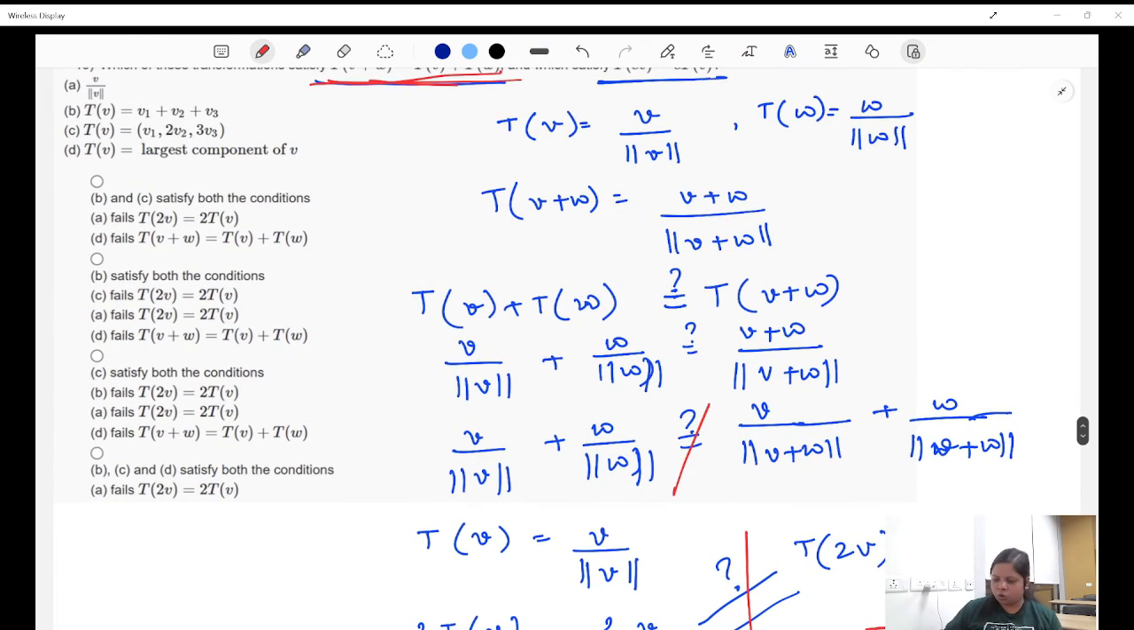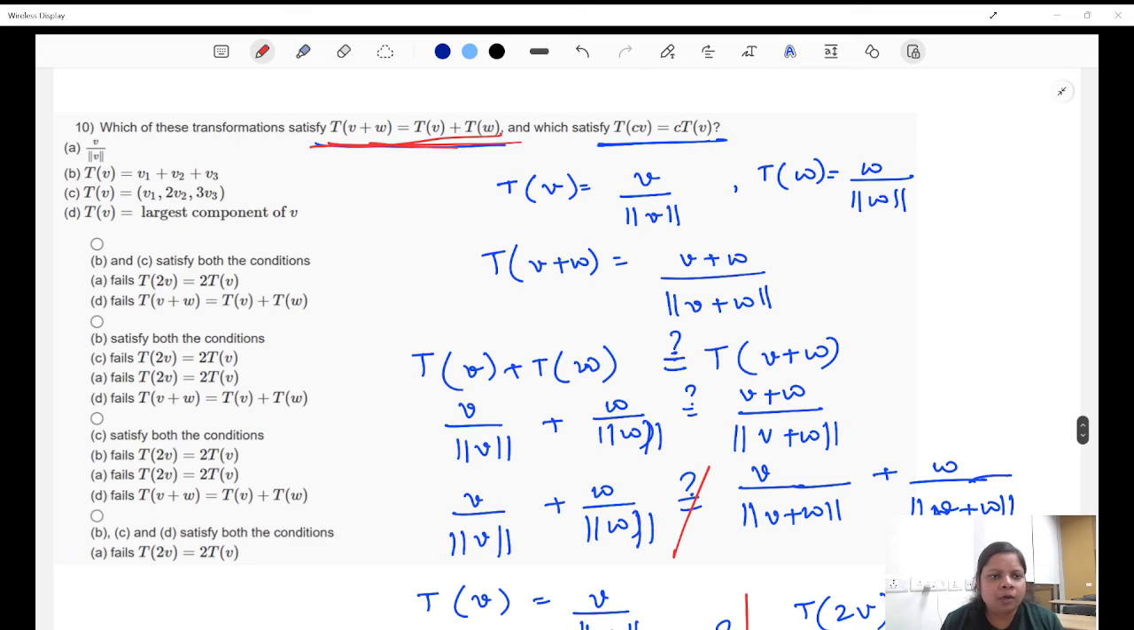So for the whole set of class, the first option A we already looked at, right? V upon norm of V does not satisfy both of them. Now in the B part, it's V1 plus V2 plus V3. If you take W, TW is going to be W1 plus W2 plus W3. Now if you add all of them, it would be V1 plus W1 plus V2 plus W2 plus V3 plus W3, right? And if you combine both of them and write, then also you are going to have V plus W, all of them together. So it satisfies. Now in the C problem, it is V1 plus 2V2 plus 3V3.